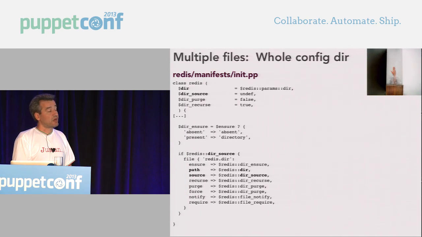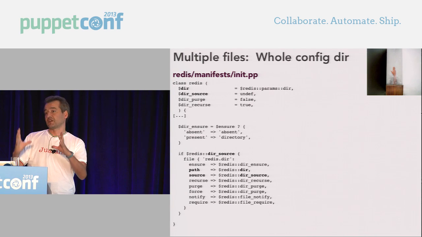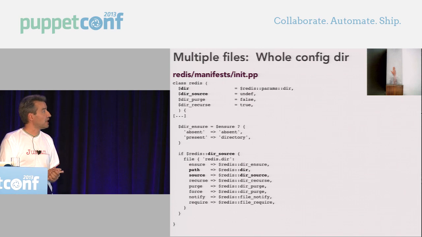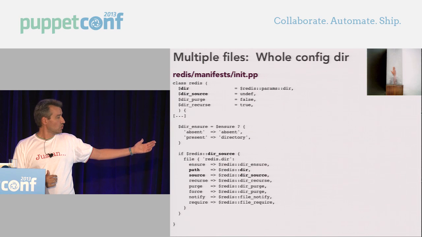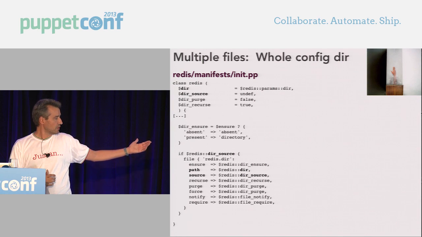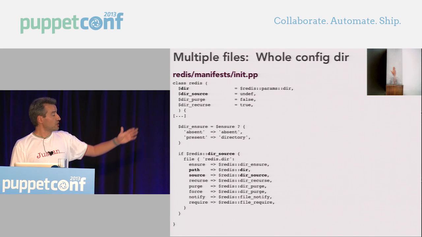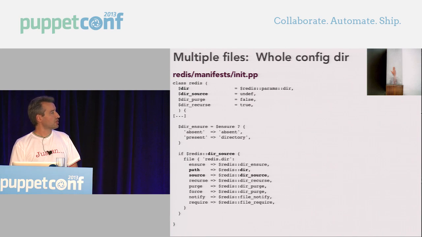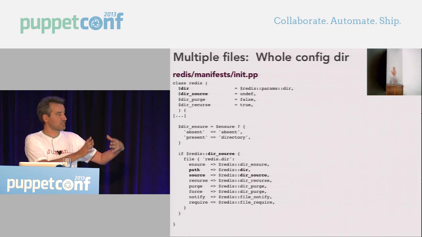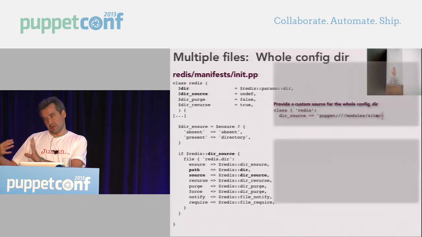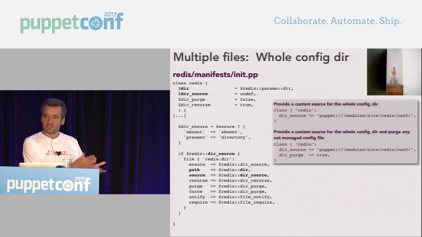Another approach to manage multiple files could be the management of the whole configuration directory. So an option like dir source, which can be used as a source attribute for the whole directory. And you can also add a sort of dir purge option to allow, let's say, full mirroring of what is defined in the source compared to what is actually deployed in the destination directory.